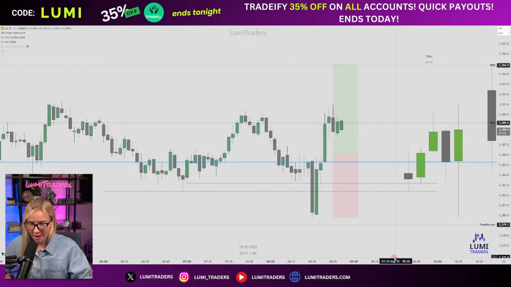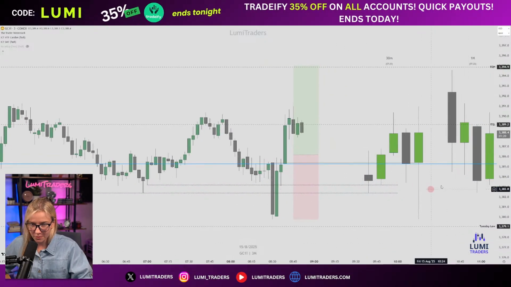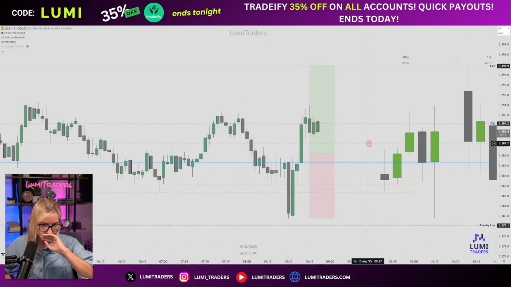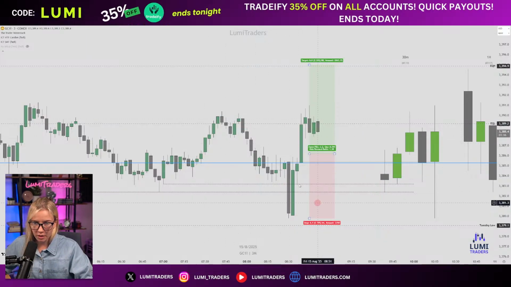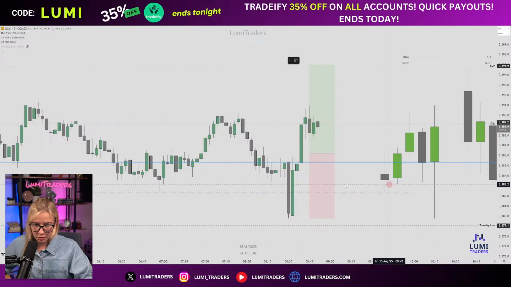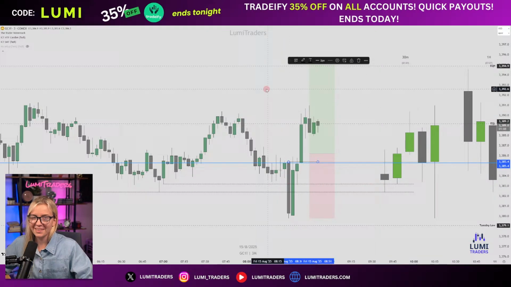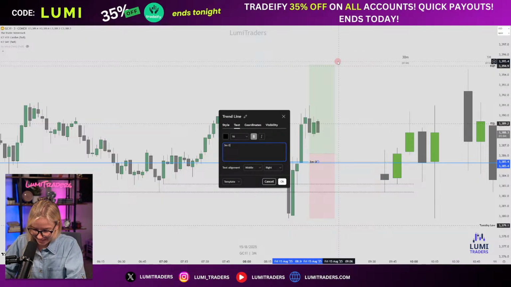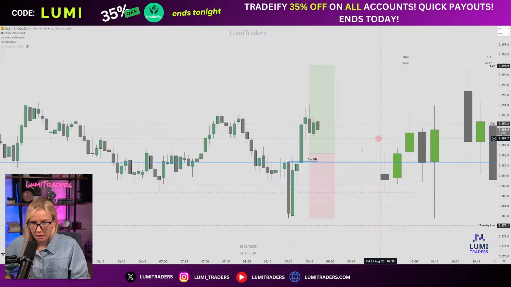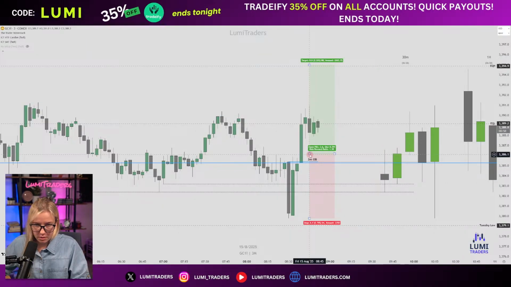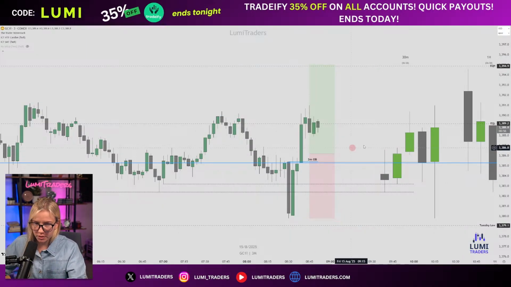Well, I will continue. Okay, we're still inside the framework for distribution, and I would like to find an entry within this framework for distribution. So basically, we got a potential sweep confirmed by a 3-minute order block. 3-minute OB. Top. So I see the entry over here.